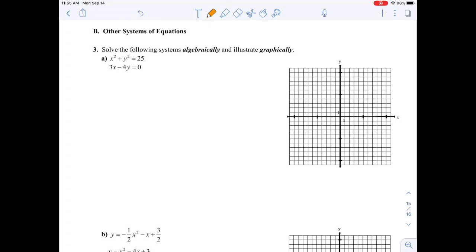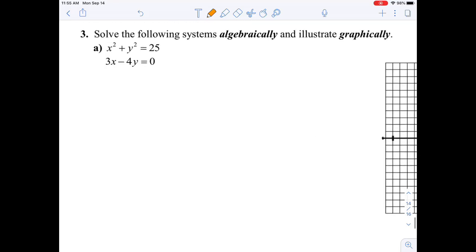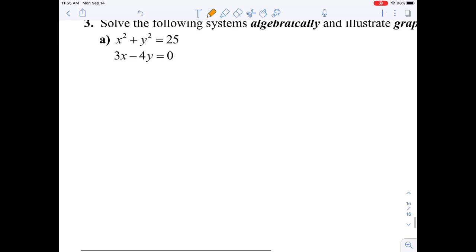So those last two examples were linear quadratic systems, ones that involve the combination of a line and a parabola, but we can actually use these same techniques to solve a couple other different systems situations that don't necessarily involve just lines and parabolas. So for this one here, we're going to do the same thing where we're solving algebraically, and then I want you to try and illustrate it graphically afterwards. But let's do some of the algebraic work together here.